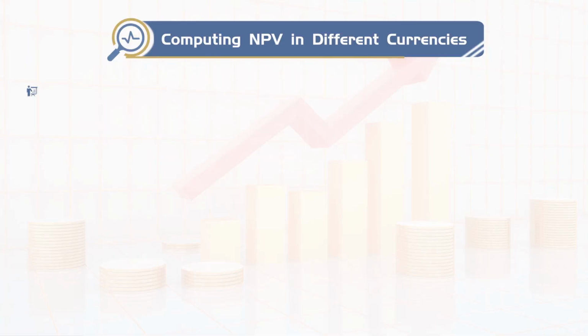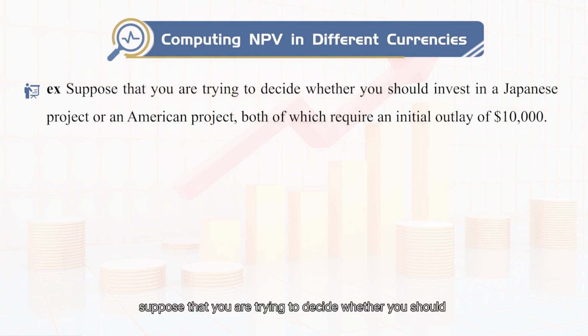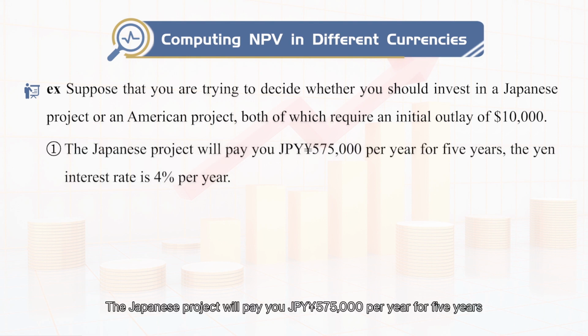For example, suppose that you are trying to decide whether you should invest in a Japanese project or an American project, both of which require an initial outlay of $10,000. The Japanese project will pay you 575,000 yen per year for 5 years. The yen interest rate is 4% per year.